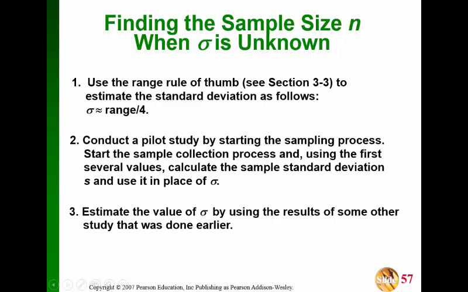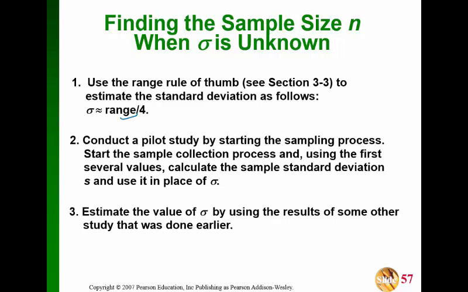Rounding off. Oh, here they talk about finding sigma. Wait, here's an example. So it turns out that if you don't know sigma, which is probably going to be the case, then there's several ways to come up with a sigma. One way is this range rule of thumb business that we had. We had this a while ago.